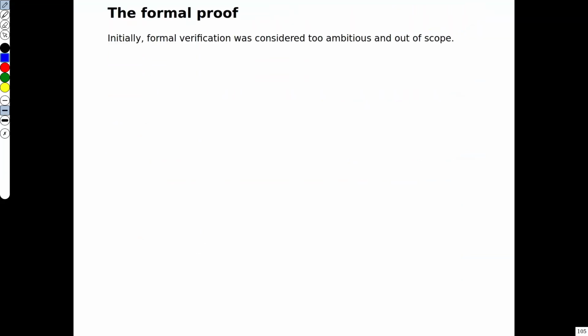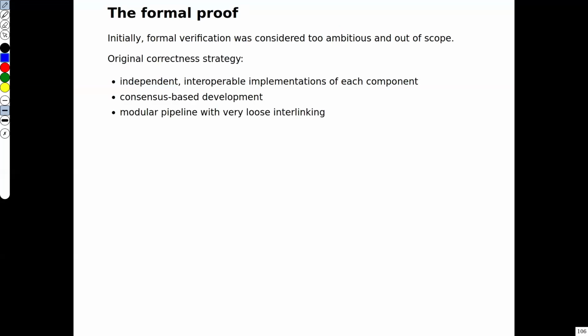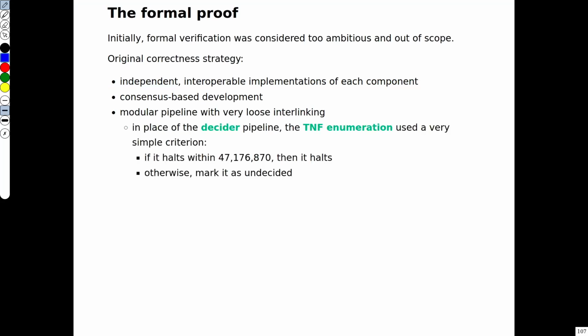Yeah, so let's talk a bit more about the formal proof specifically. And yes, initially this was a fever dream. Nobody in the project realistically thought that this is the right way to go. So how do you ensure correctness in such a context? The idea was to have a very modular pipeline for everything, and for each component have independent implementations by multiple different people, and make sure that they all agree.